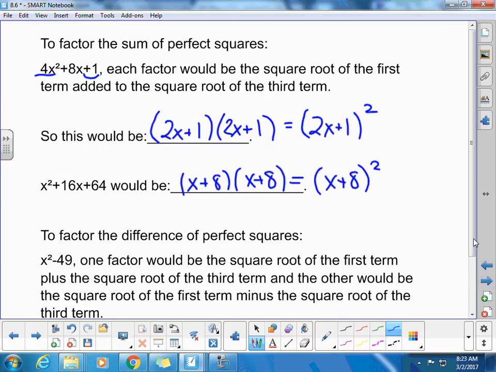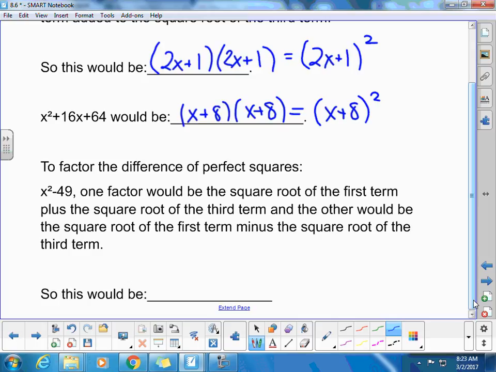To factor the difference of perfect squares, so x squared minus 49, one factors the square root of the first term plus the square root of the third term, the other term. It would be the third term if we considered 0 x's in there, but it would be actually the square root of the first term and then the square root of the other term. And one would be plus and one would be minus. So this would factor into square root of x squared, which is x, minus 7, which is the square root of 49, and x plus 7.